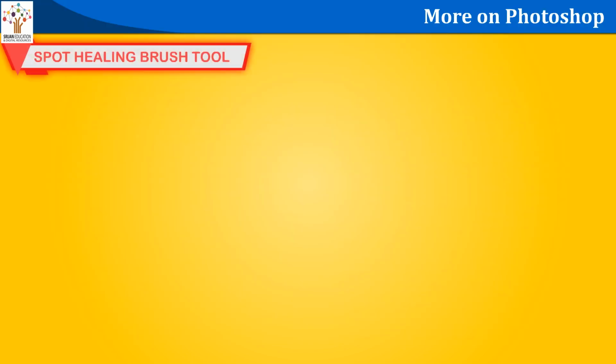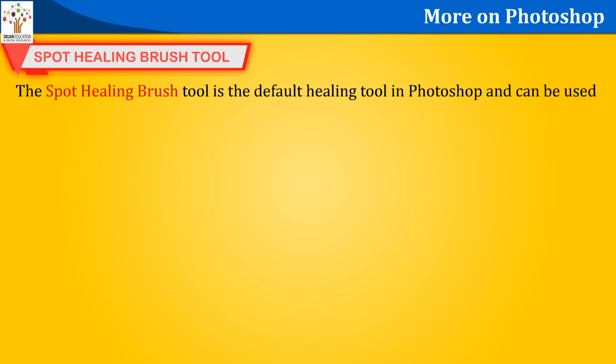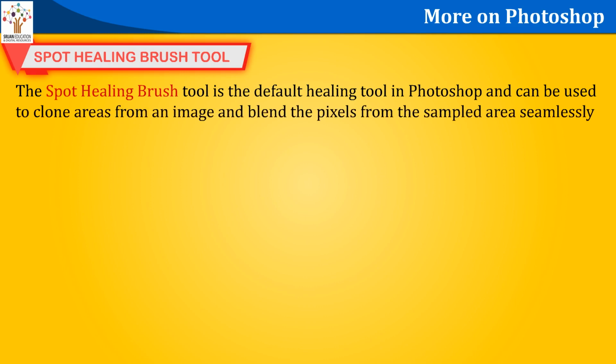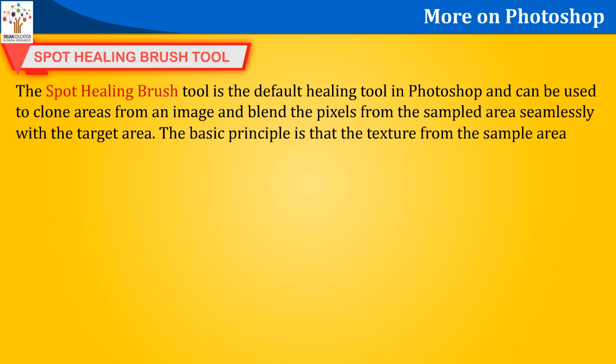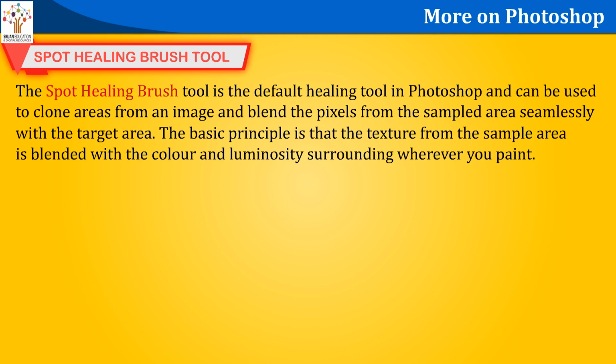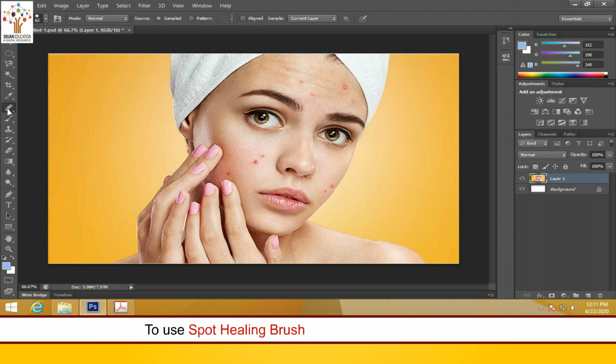Spot Healing Brush Tool. The Spot Healing Brush tool is the default healing tool in Photoshop and can be used to clone areas from an image and blend the pixels from the sampled area seamlessly with the target area. The basic principle is that the texture from the sample area is blended with the color and luminosity surrounding wherever you paint. To use Spot Healing Brush tool, follow the given steps.